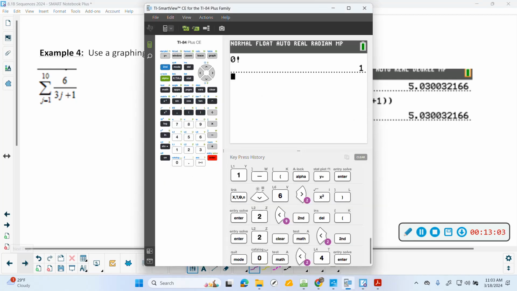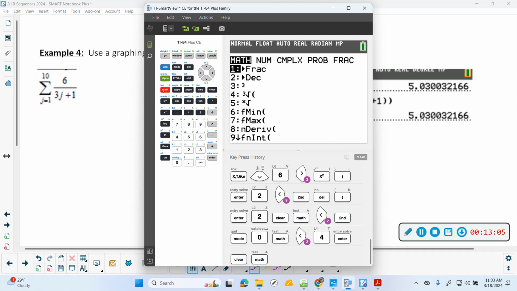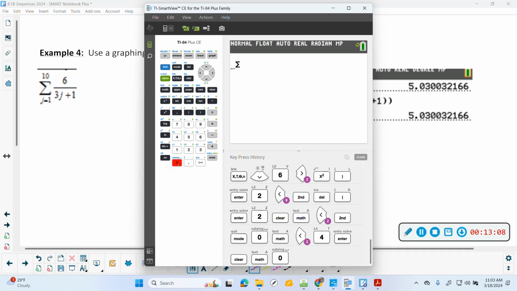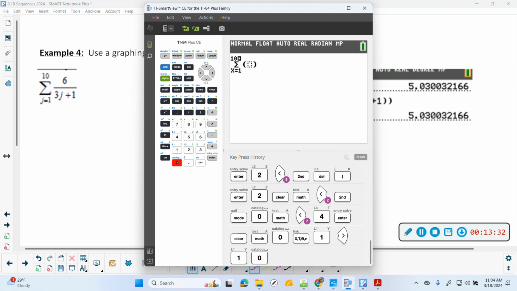If you get into your math menu, and it's number 0, I just hit 0 because I'm too lazy to scroll. It pulls up the sigma for you. Now, notice I got fancy over there. I used J for the variable. You can use whatever variable you want. I'm going to make it easy, and I'm just going to use X off the X, T, theta, N key. So I'm going to type in X. Notice it already jumped over to me. We're starting at 1. I'm going to right arrow, 10, right arrow. And then I'm going to pull up the horizontal fraction bar. You don't have to, but I'm going to go ahead and do that.